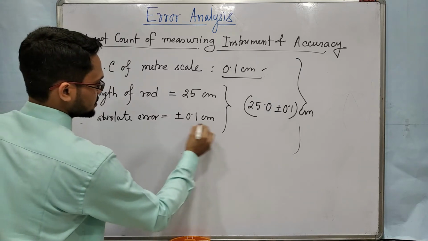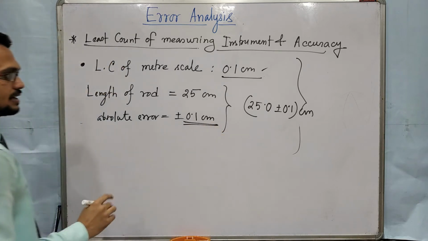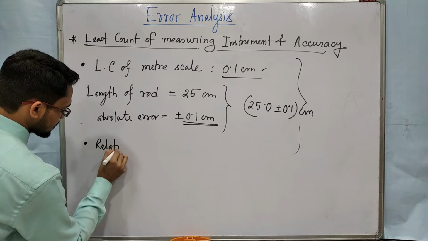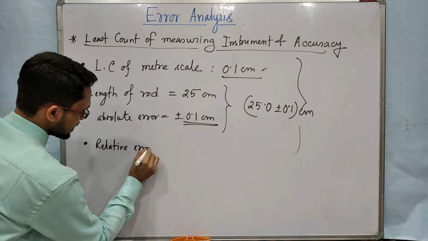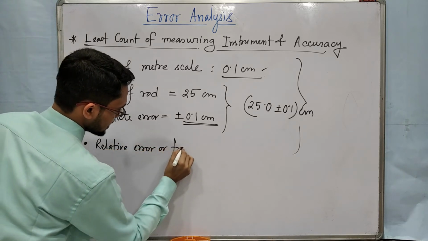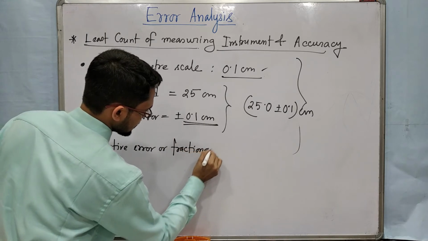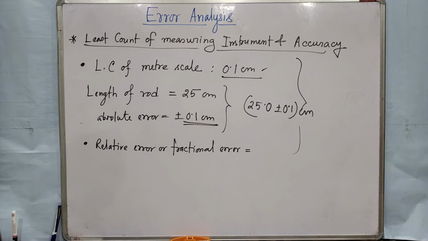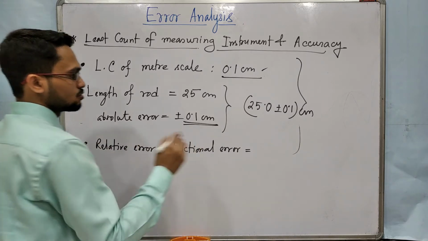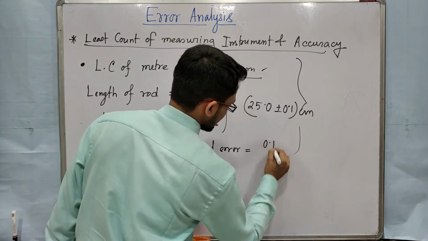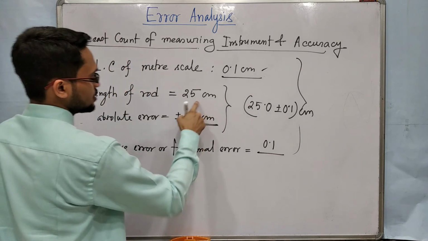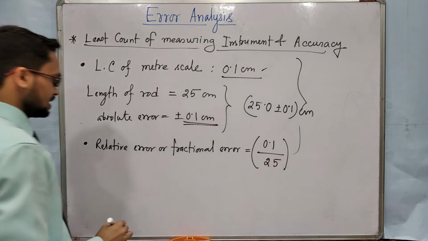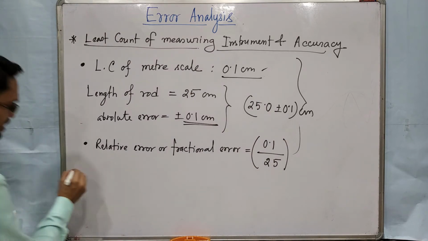So this is absolute error. Now how will you calculate the relative error? Next, relative error or fractional error. It will be absolute error by the true value. Here absolute error is 0.1 and true value is 25. So this will be the relative error or fractional error.